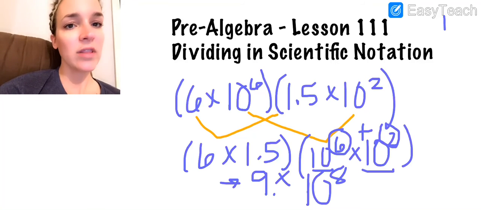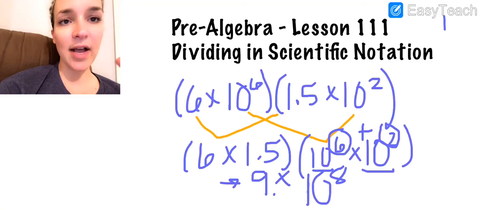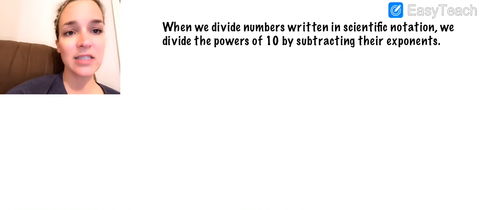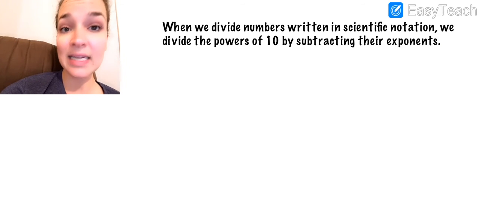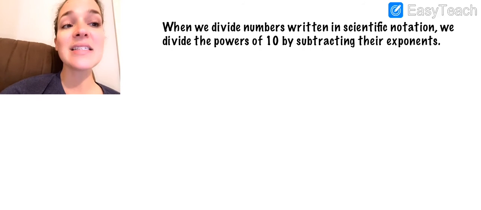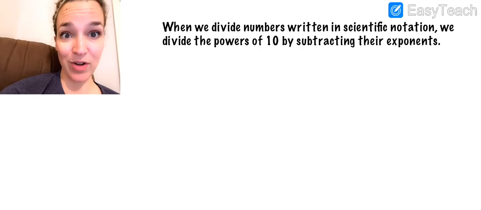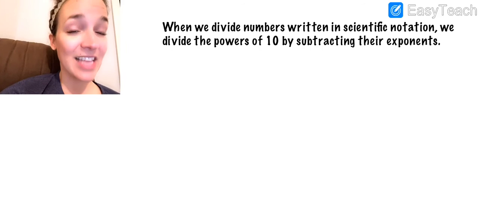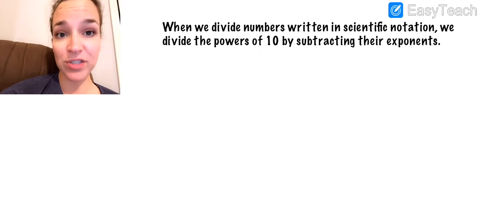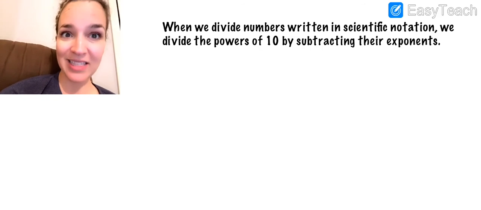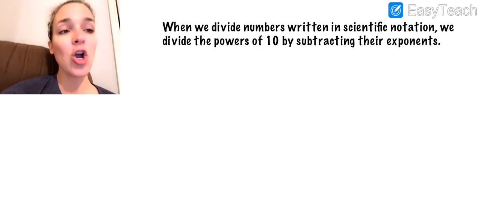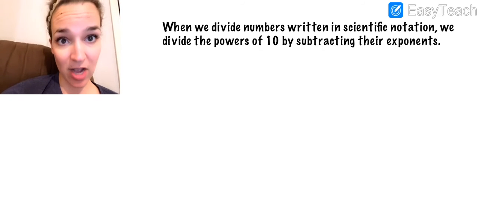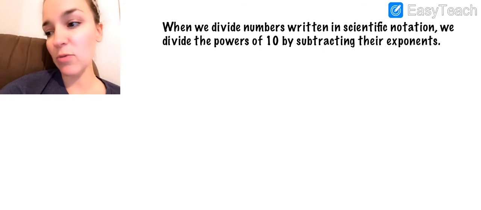All right, so let's talk about how this applies to dividing. Let's look at our rule, which states when we divide numbers written in scientific notation, we divide the powers of 10 by subtracting their exponents. That should make sense: if we multiply powers of 10 by adding the exponents, then it makes sense that the reverse, dividing by powers of 10, would result in subtracting their exponents. So let's see what that looks like.